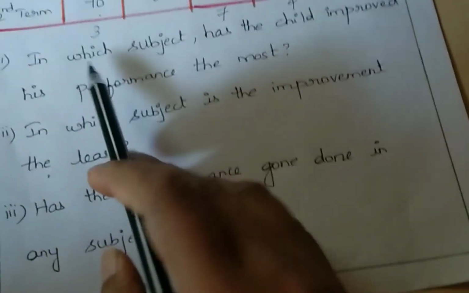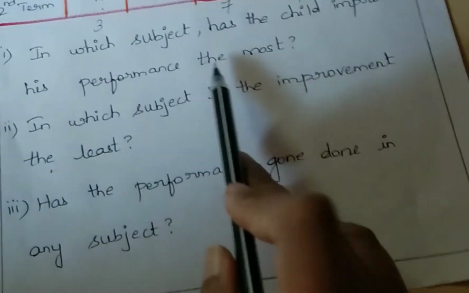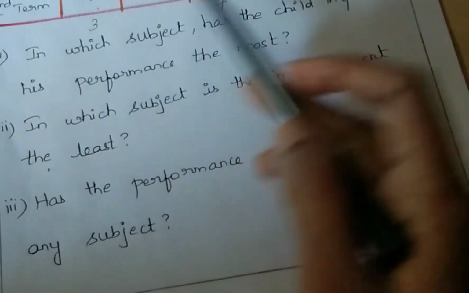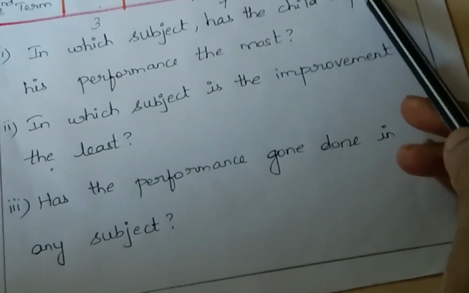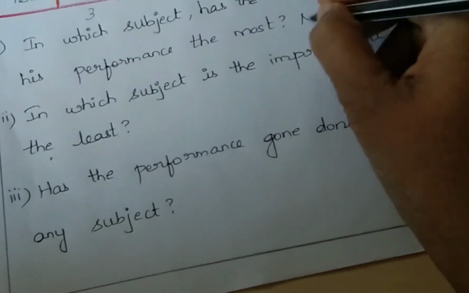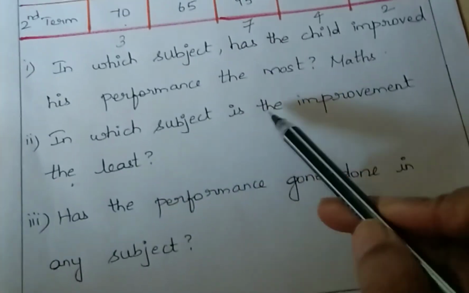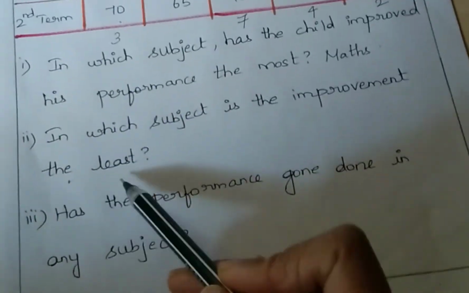Now in which subject has the child improved his performance the most? In which subject can you see the child's performance is best? In the second term, Maths. So your answer is Maths. Clear, children?